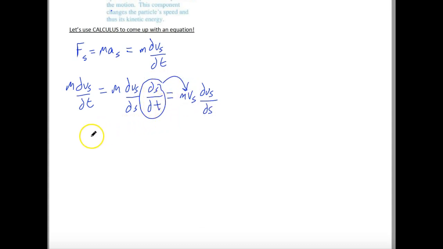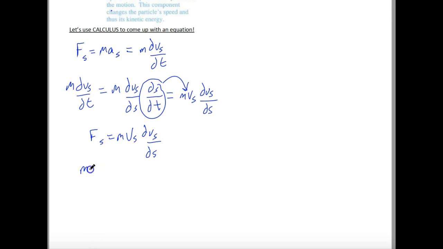So now let's rewrite our equation that we have up here. So this is F_s is equal to mass times the velocity times dv_s over ds. So notice they're different, dt here, ds here. And why? Because we were able to use the chain rule. At this point, what we're going to do is we're going to go ahead and put in both sides of our equation.